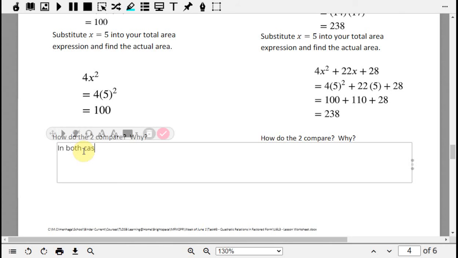In both cases, the values from multiplying the length and width were the same as using the formula. And the reason we would give for this being the same is the fact that the formula represents the area including the x value that's missing from the dimensions.